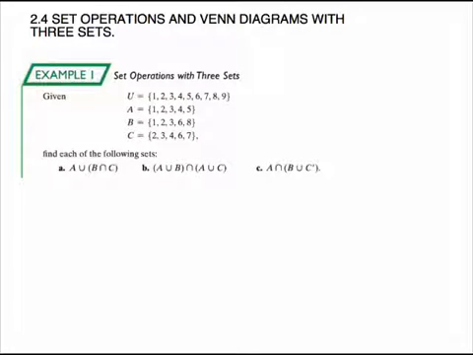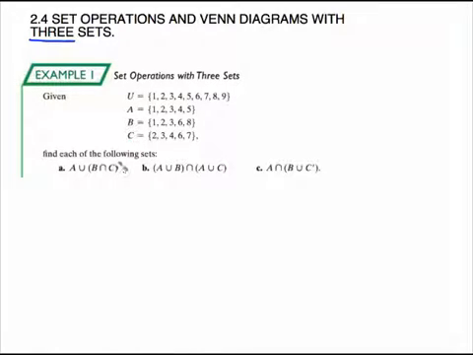This video is on section 2.4, which is set operations and Venn diagrams with 3 sets. So we're going to do what we did in section 2.3, but we'll be using 3 sets. Same process, just 3 sets to deal with, which means it just makes the problems a little bit longer for us. Got to remember, you got to follow order of operations.